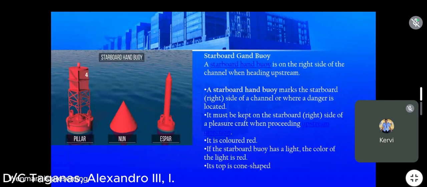Starboard hand buoy. A starboard hand buoy is on the right side of the channel when heading upstream. A starboard hand buoy marks the starboard or right side of a channel or where a danger is located. It must be kept on the starboard right side of a pleasure craft when proceeding in an upstream direction. It is colored red. If the starboard buoy has a light, the color of the light is red. Its top is cone shaped.